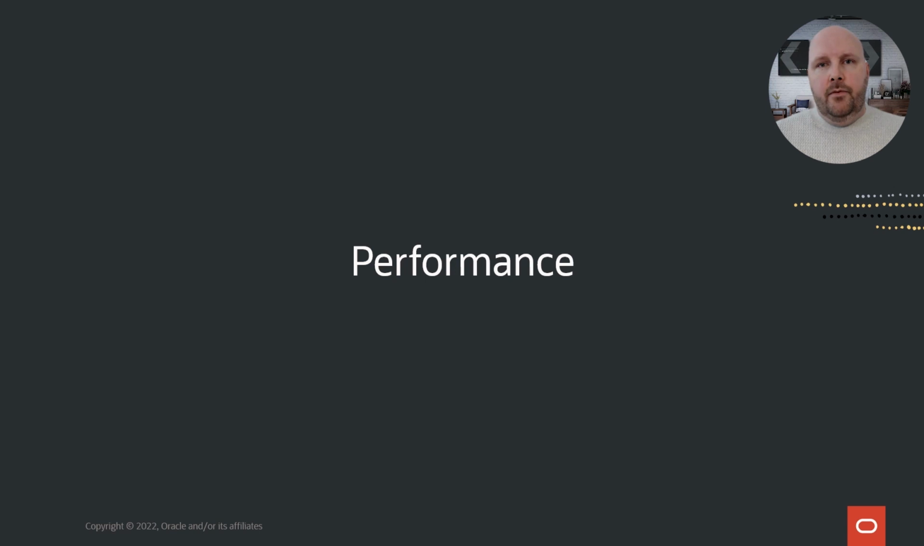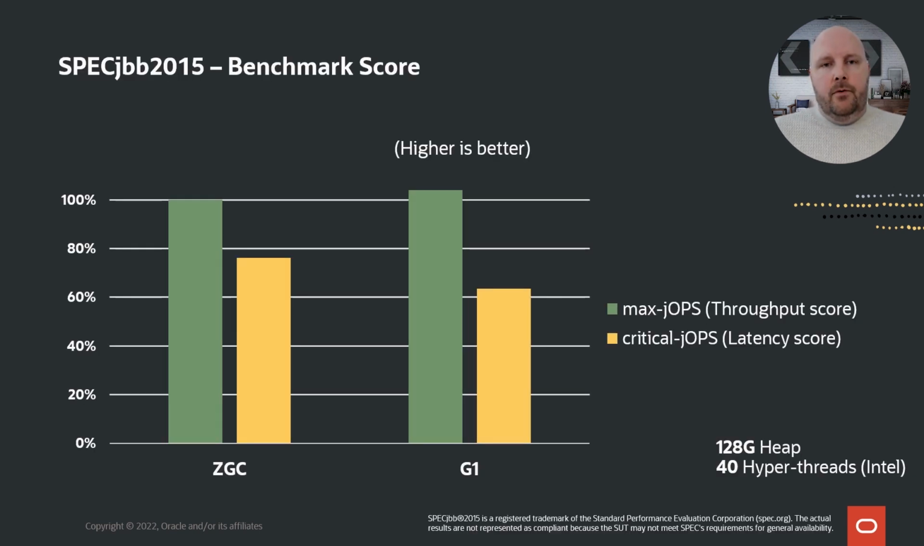Let's have a look at some performance numbers. So here we have SPECjbb 2015 showing you the benchmark score. This is an industry standard Java benchmark that produces two scores. That's max-jOPS, which is a throughput score in green here. And we have the yellow bars, which show you critical-jOPS, which is a latency score. And here we're comparing ZGC and G1 with a heap size of 128 gigabytes. And as we can see, G1 is ahead by a few percent when it comes to throughput. On the other hand, ZGC is well ahead when it comes to critical-jOPS, the latency score.